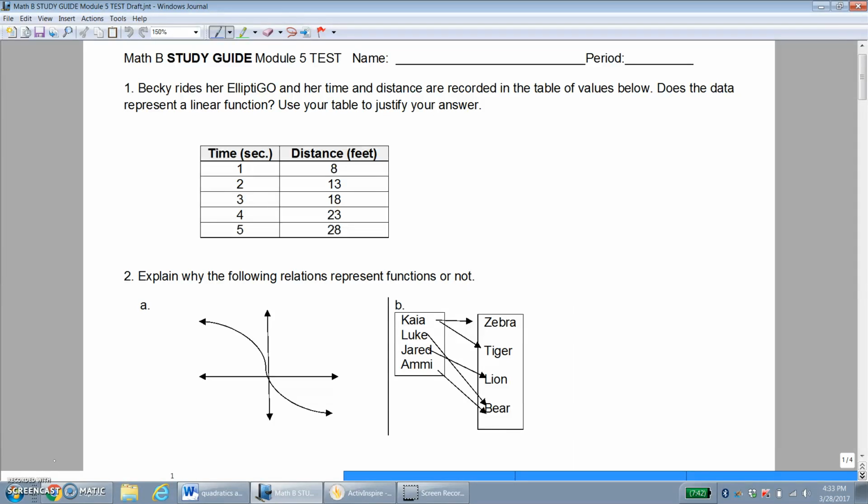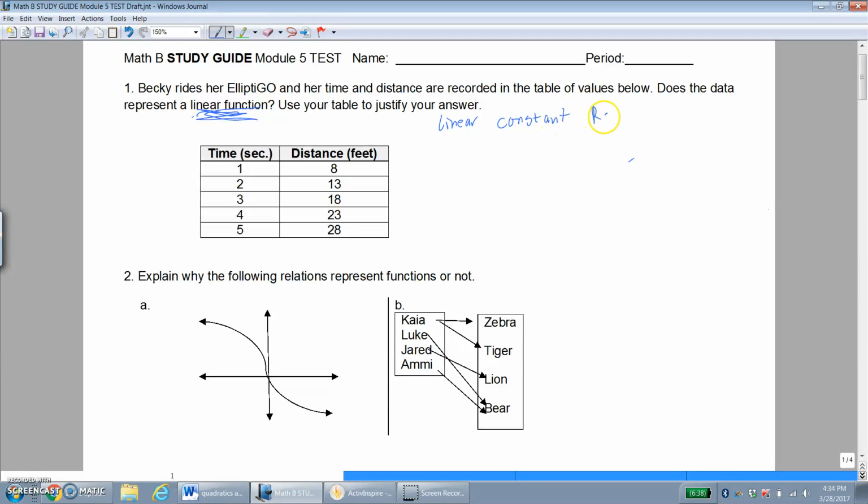It says, Becky rides the LEPT Go, whatever that is, and her time and distance are recorded on the table values below. Does the data represent a linear function? It's going to ask over and over and over on your test, what is a linear function? It says use the table to justify. So for something to be linear, what does it mean? It needs to have a constant rate of change, or CROC as you guys tell me.